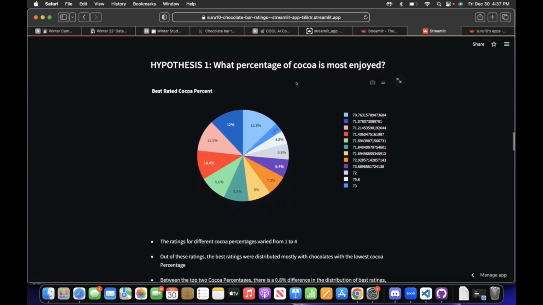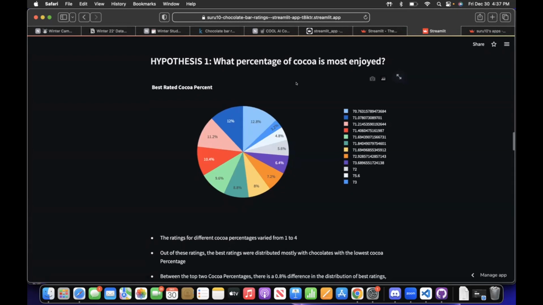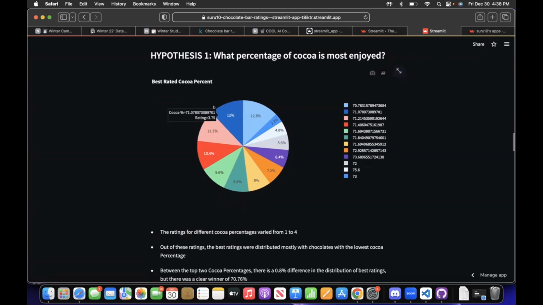To answer this hypothesis, we have a pie chart that shows which cocoa percent was most highly rated, and from our analysis, we could conclude that ratings span from around 1 to 4, and out of these, the highest ratings went from around 3.3 to 4. And these were given to chocolates with a lower cocoa percent. And as you can see from the pie chart, the most enjoyed cocoa percent is 70.76, and it's ahead by 0.08% to the second lowest cocoa percentage.